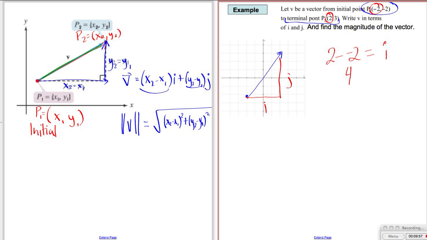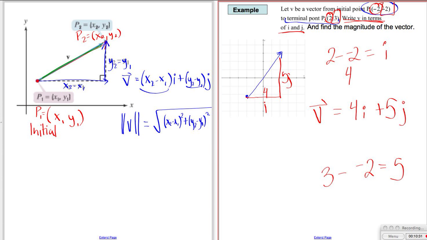So my vector v, my resultant, is 4i plus, now what's the j value? Well, it went up and I could literally count it: 1, 2, 3, 4, 5. It's 5 vertical. Or I could subtract these two numbers, 3 minus negative 2, and I get 5. So this will be 5j. This is v in terms of i and j. So I've just answered this question, where i is the horizontal vector and j is the vertical.